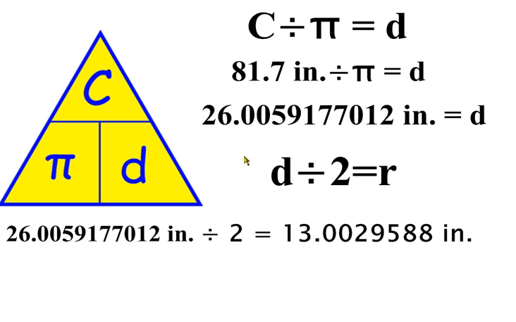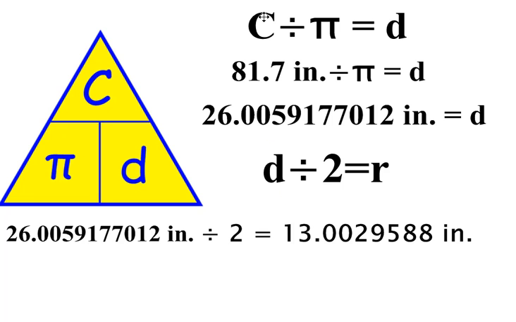And you can round it if they ask you to round to a specific place, but I'm just going to take this one step further, and I'm going to take the diameter now and find the radius. Since the radius is half of the diameter, all I'm going to do is take the diameter and divide by 2. So once again, I enter this number in my calculator, and I divide it by 2, and there is the measure of my radius.